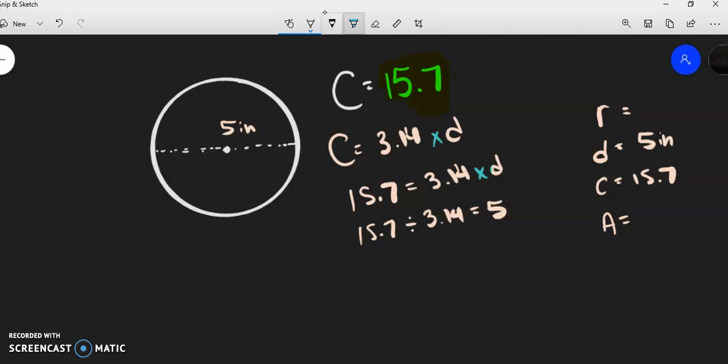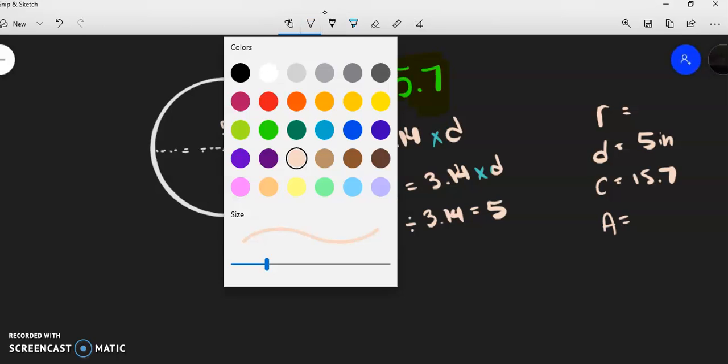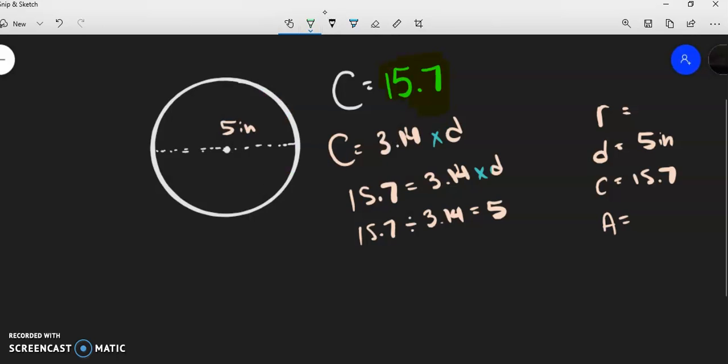So now we can go ahead and find the radius of this circle. And we know the radius of the circle is 5 divided by 2 because the radius is half of the diameter. 5 divided by 2 should give you 2.5. So then we have our radius, and we have our diameter, and we have our circumference. So now we can find area, the last little element.